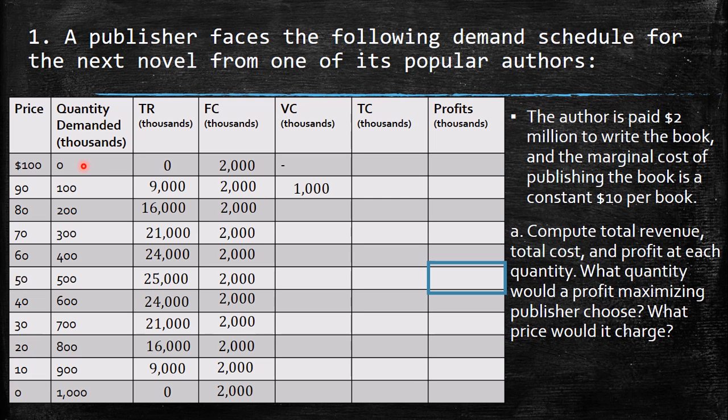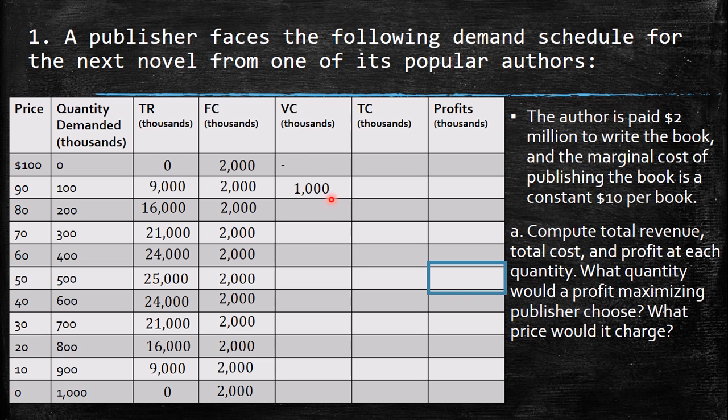Here we have the variable cost. Remember, when there are zero books produced, your cost is going to be 0, because you don't produce anything. So we represent that here. Then we have this one, 1,000. It comes from the quantity demanded in thousands, 100, times 10, which is 1,000. But remember, it is still in thousands, because if we have 100,000 times 10, it's going to be 1 million. So it's going to be this 1,000 plus 3 zeros.